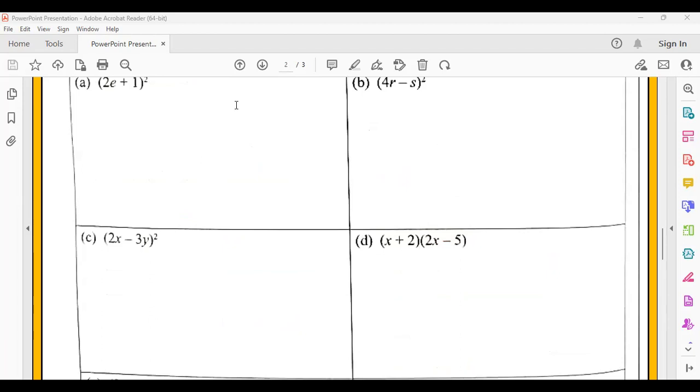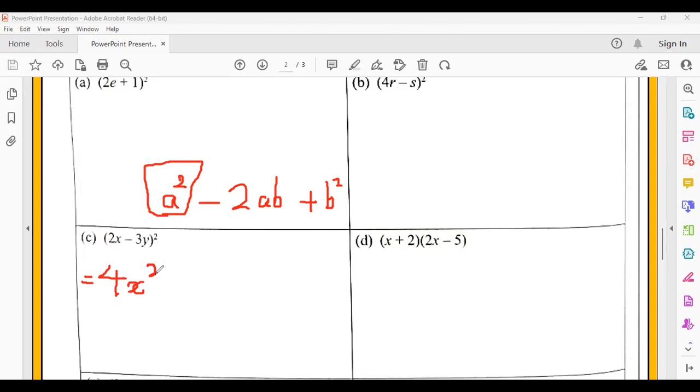So again, I repeat, the formula goes like this. A squared, if it's a minus sign here, you put a minus 2ab plus b squared. So what is your a and what is your b? This is your a and this is your b. So let's try with this. Equals 2x times 2x. That's your a squared. So that will give you 4x squared. Do you understand?